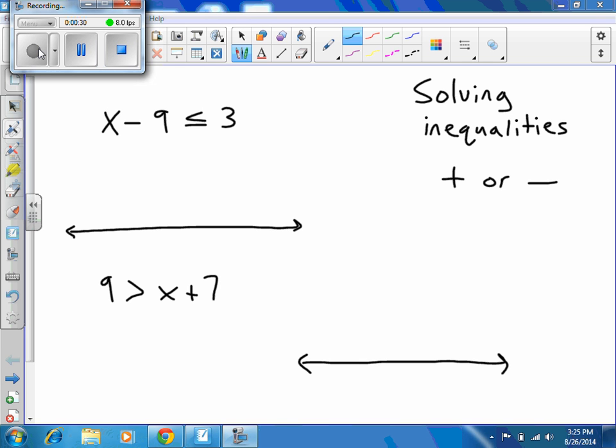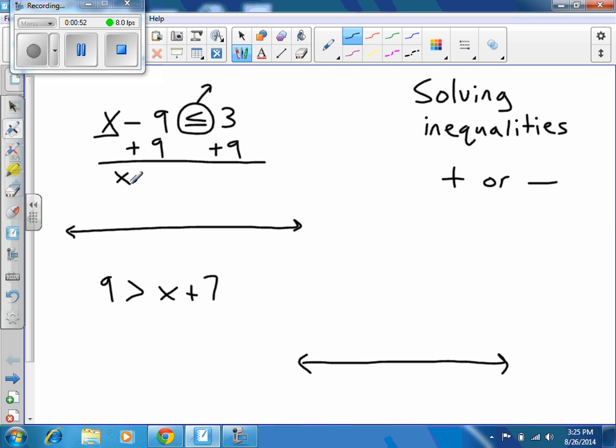First, we have x minus 9 is less than or equal to 3. This means less than or equal to. So just like an equation, I want to isolate the variable x. I want to get it alone. The best way to get it alone is to get rid of the 9, make it 0. So I'm going to add 9 to both sides. After that, I'm left with x on this side is less than or equal to 3 plus 9, which is 12. That's our answer.